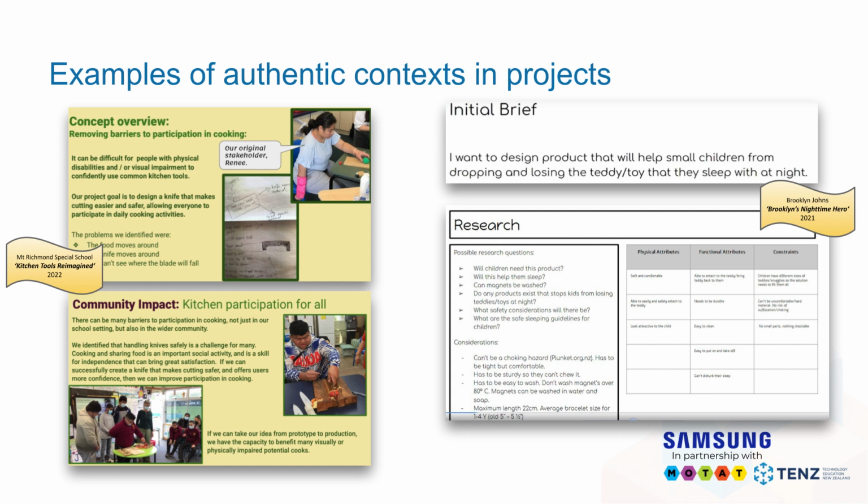So they had a very clear, authentic need that they had established in a very small group, their immediate group of people around them. You can see there the original stakeholder, her name was Renee, and you can see that they did some initial processing around looking at how she was using a standard knife, and then they used that to come up with some potential solutions for that.